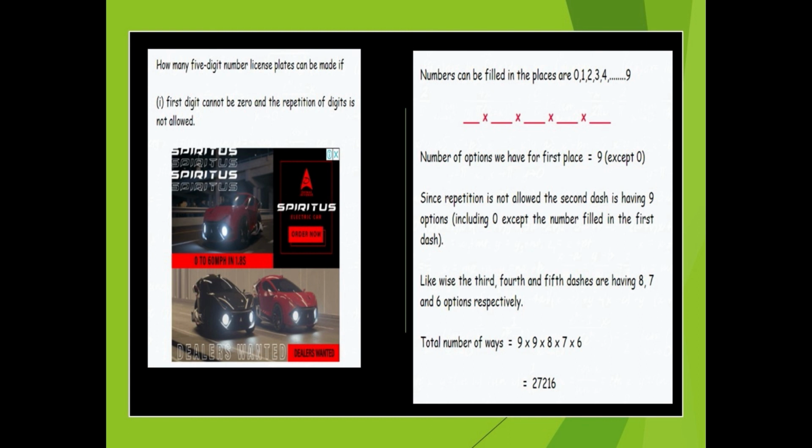So, thank you. And we're going to have the other one, which is the factorial notation.